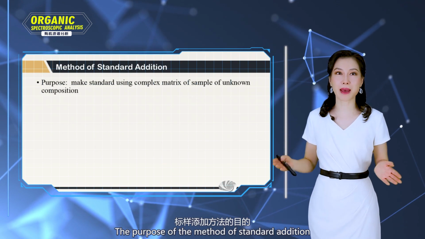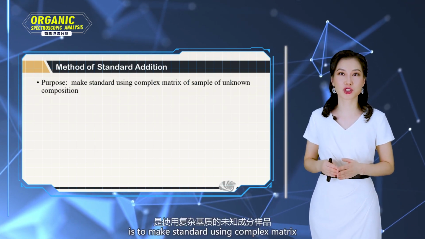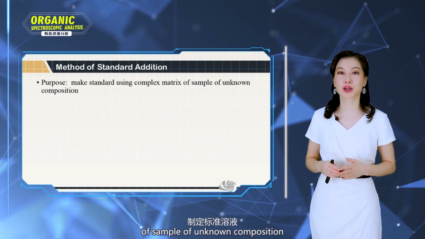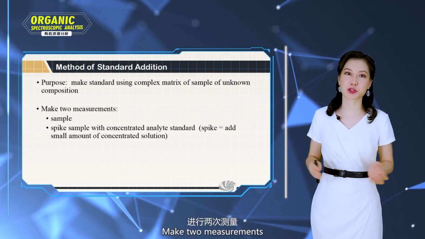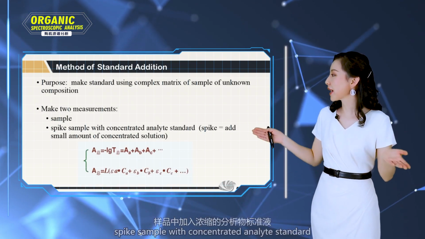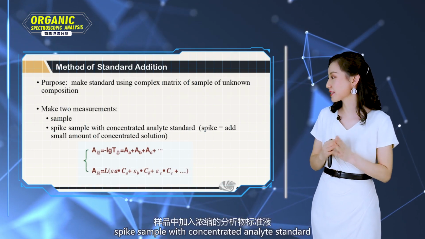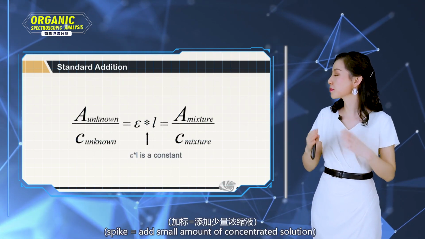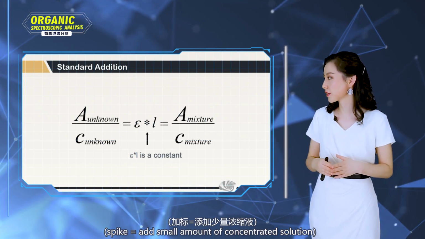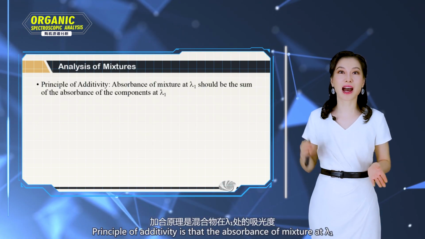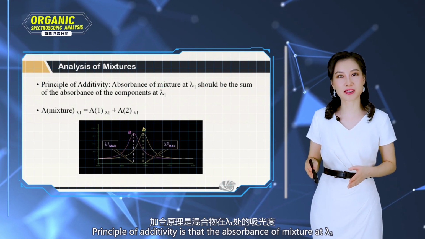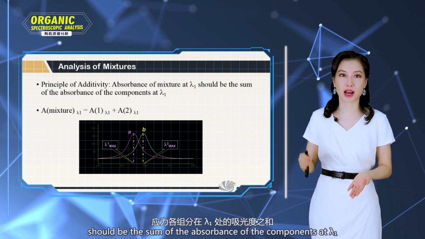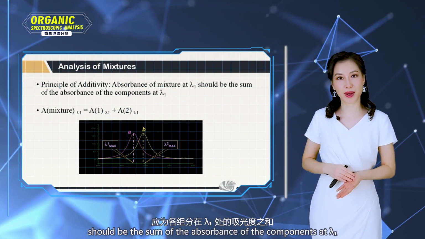The purpose of the method of standard addition is to make standards using the complex matrix of a sample of unknown composition. Make two measurements. Spike the sample with concentrated analyte standard. Spike means adding to the sample a small amount of concentrated solution. The principle of additivity is that the absorbance of a mixture at lambda 1 should be the sum of the absorbances of the components at lambda 1.